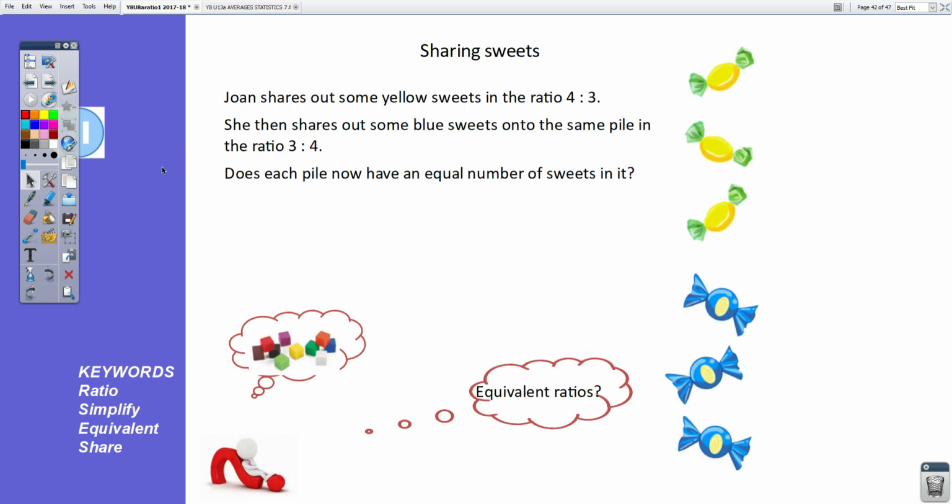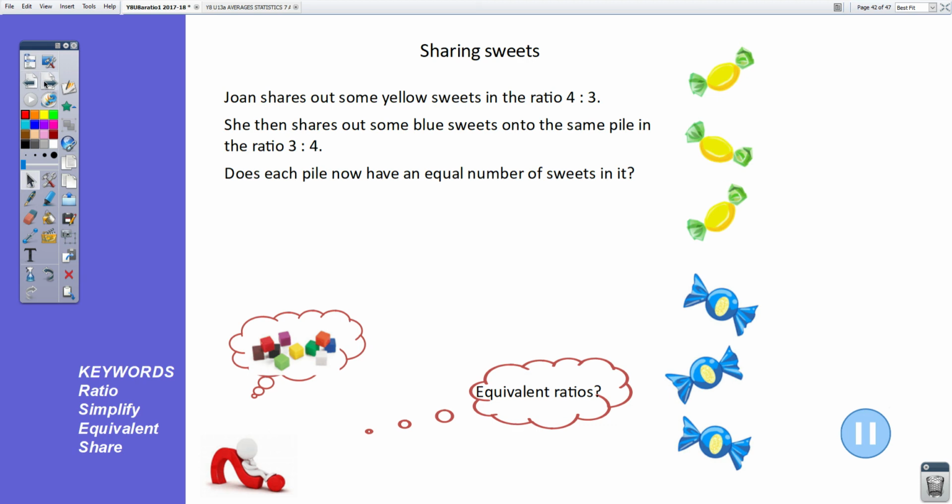Sharing sweets. Joan shares out some yellow sweets in the ratio 4 to 3. She then shares out some blue sweets onto the same piles in the ratio 3 to 4. Does each pile now have an equal number of sweets in it? Right, quite a tricky problem to think about. You might want to do some little diagrams to help you. If you pause the video, have a think about it, write some things down, and then press play when you're ready to see if you've got it correct.